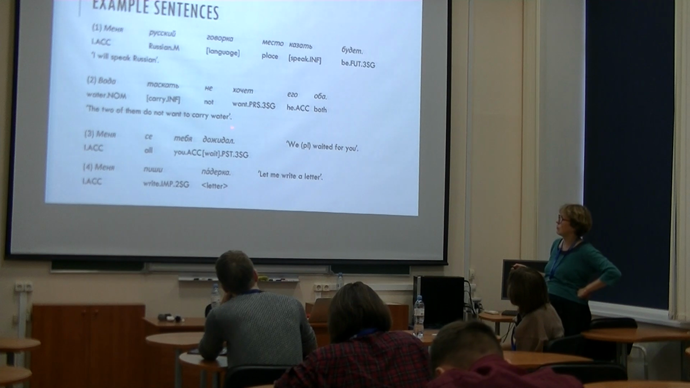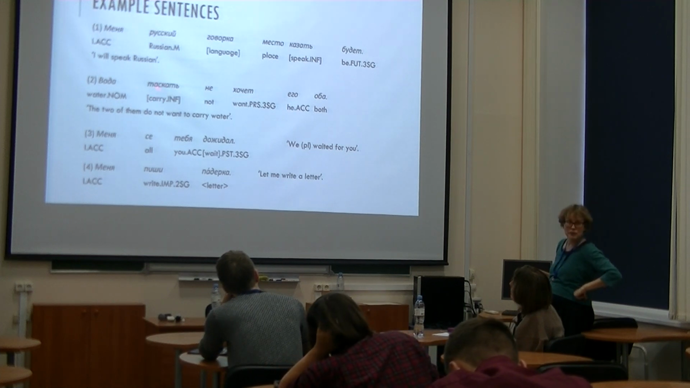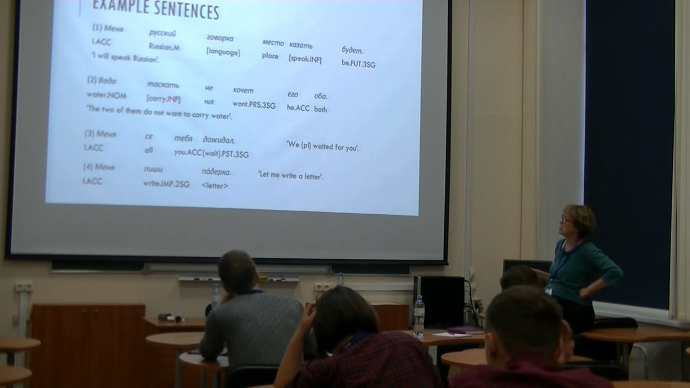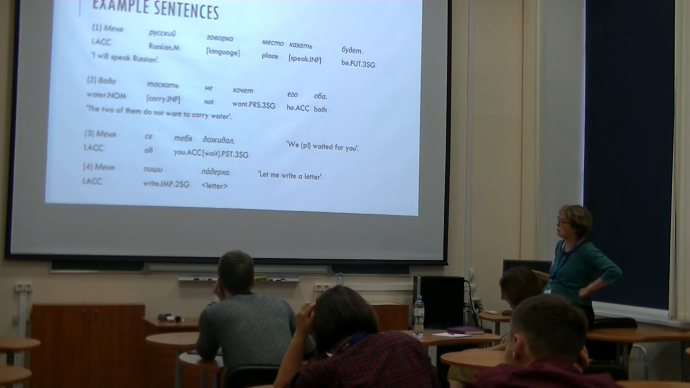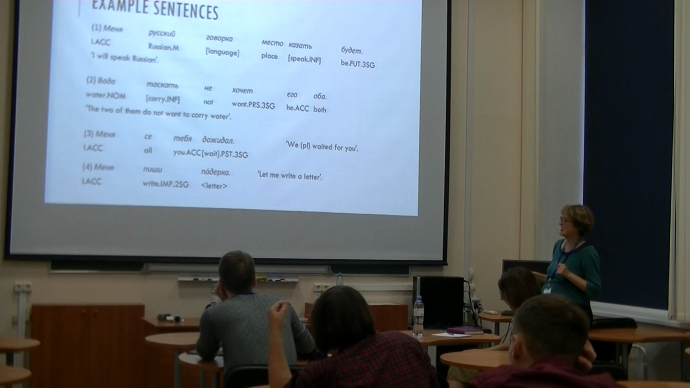Okay, the second sentence is вода таскать не хочет его оба, which means the two of them do not want to carry water. And this is water, and it's nominative, even though in standard Russian it must be accusative, but it's not. Then this is the Russian verb for carry, but this is quite colloquial, so you would not use in standard Russian this verb for meaning carry water. You would use a different verb. Even though in local Russian today, this is the verb that will be used.